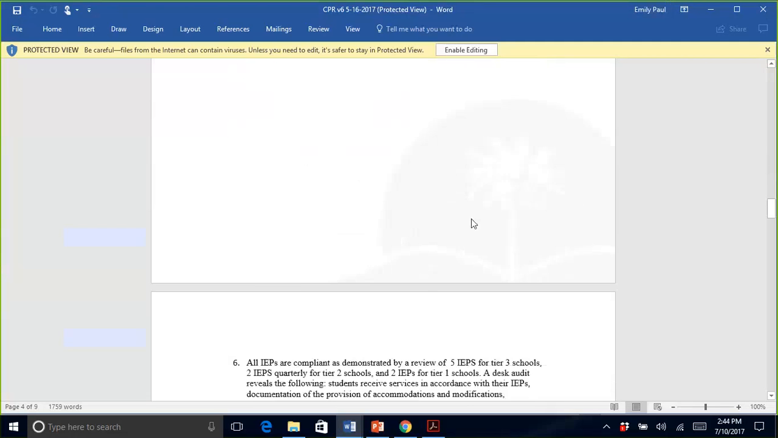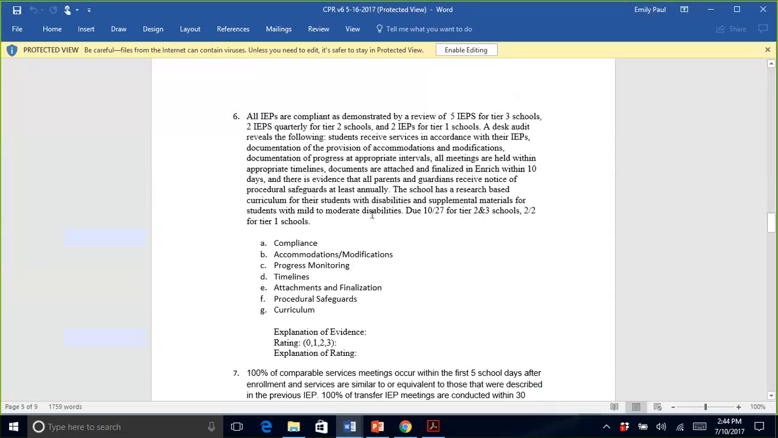Sixth, all IEPs are compliant. So this is one that has changed a lot. Instead of just looking at IEP compliance by itself, we are going to do basically an entire file audit. So not only are we going to look at the IEP, in this item we're going to look at accommodations. We're going to look at service logs. We're going to look at progress monitoring, timelines, documentation and Enrich being finalized, all of those things in this item, instead of looking at it in, let's see, I think 7 or 8 different items.